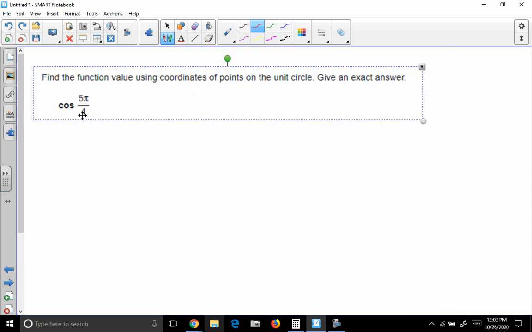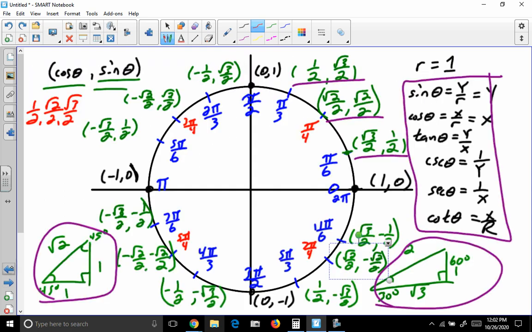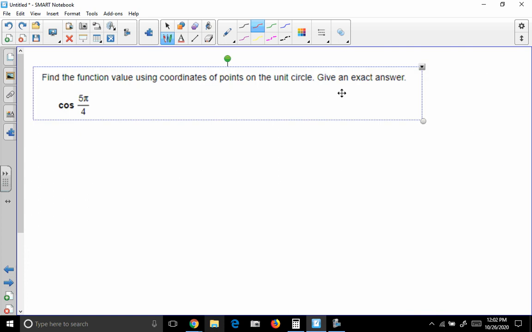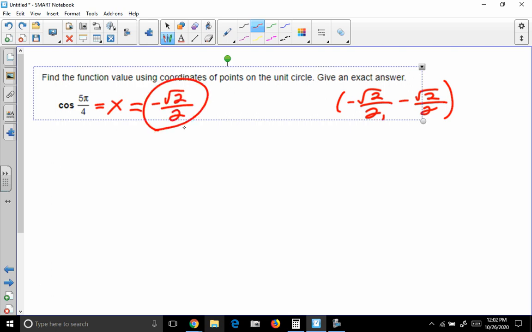Now let's do cosine of 5 pi over 4. So 5 pi over 4 is negative root 2 over 2, negative root 2 over 2. That's the ordered pair at 5 pi over 4. Cosine is the x coordinate on the unit circle. So cosine is negative root 2 over 2 at that angle.